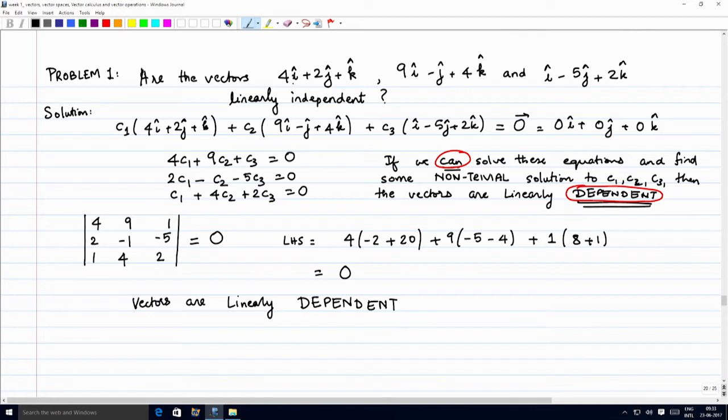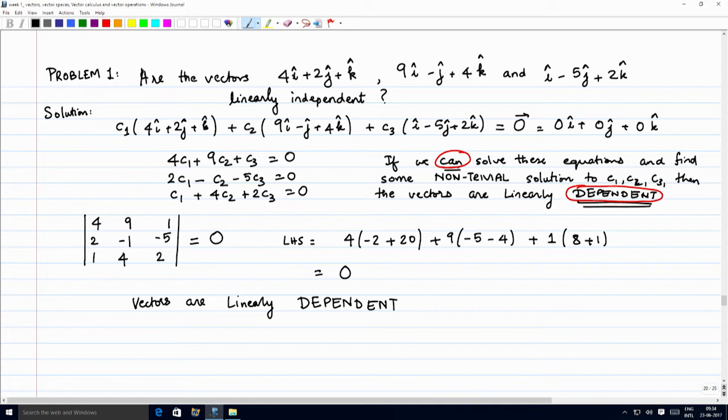Just to emphasize, these are vectors in 3-dimensional space. So, you have i, j, k. It is a 3-dimensional space, so you cannot have more than 3 vectors that are linearly independent. If there were 4 vectors, then they would necessarily be linearly dependent. If you have 3 vectors in 3-dimensional space, they may or may not be linearly independent, and that linear independence can be checked just by doing this determinant.